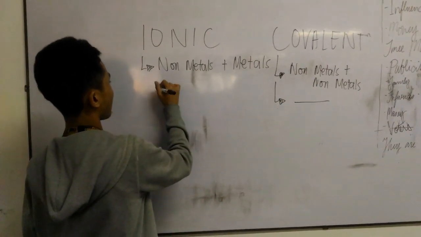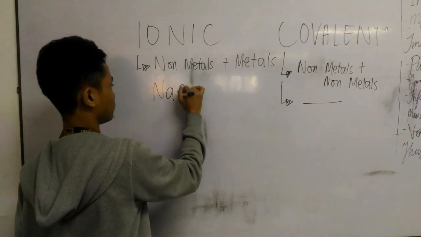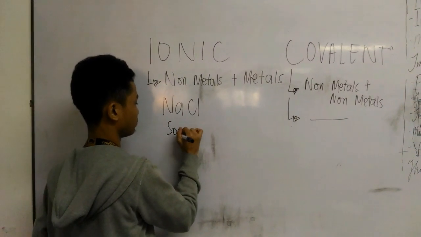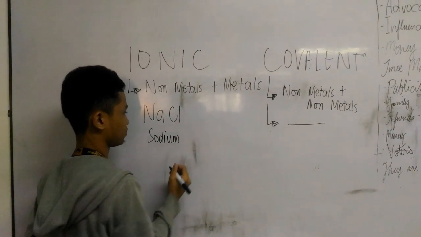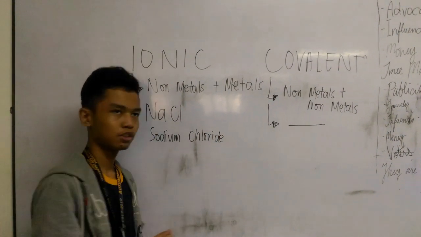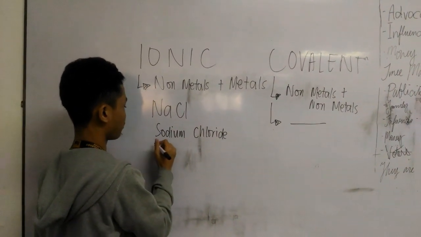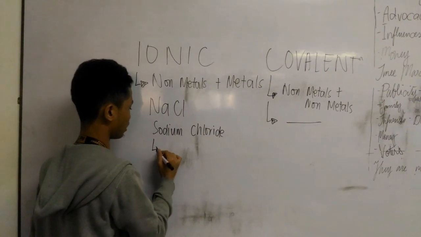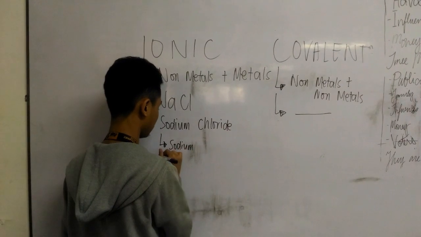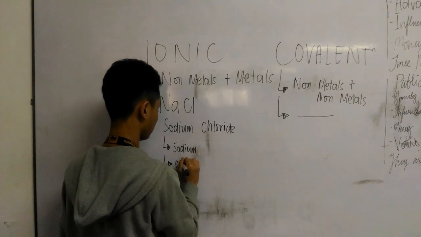For instance, let's give an example. Let's say we have NaCl, this is read as sodium chloride. So the two elements that are present in this compound are sodium and chlorine.